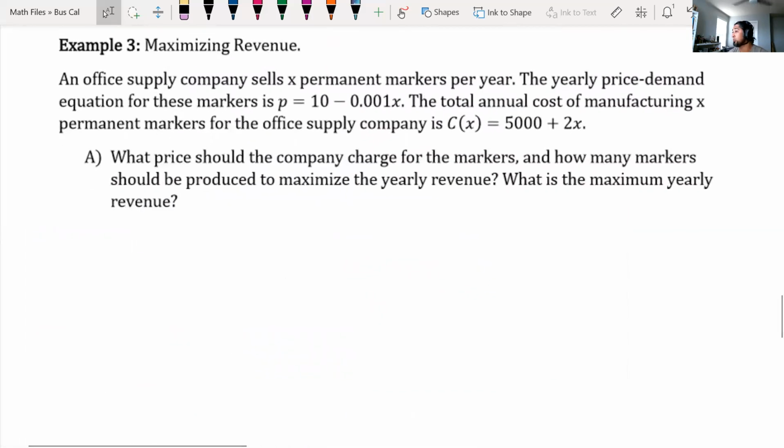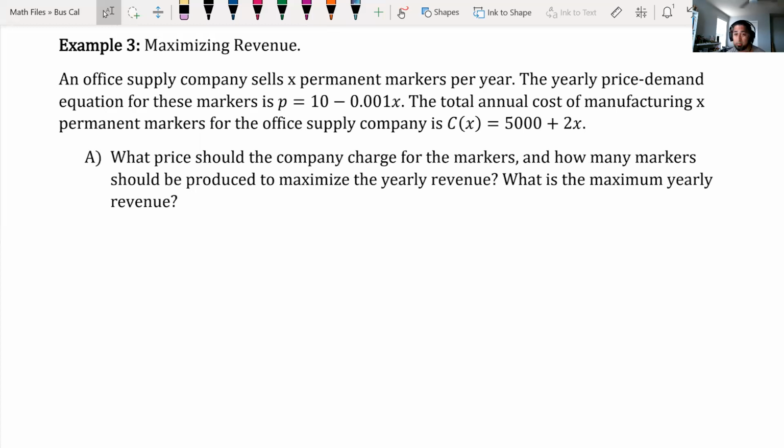Example 3, an actual word problem. An office supply company sells x permanent markers per year. The yearly price demand equation for these markers is p equals 10 minus 0.001x. The total annual cost of manufacturing x permanent markers is C of x equals 5,000 plus 2x. A, what price should the company charge for the markers, and how many markers should be produced to maximize the yearly revenue? What is the maximum yearly revenue?